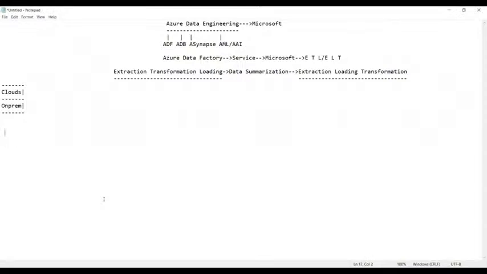So, guys, clouds and on-premises are two different environments. Let us try to understand these environments first, because if you understand this, then you can understand all the things. First of all, you have to make out the basic difference between clouds and on-premises. Let us understand this with an example.